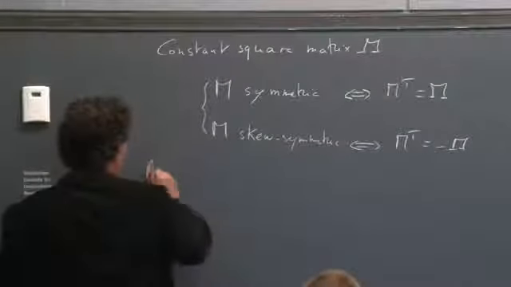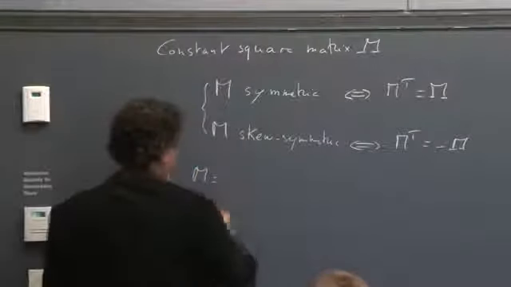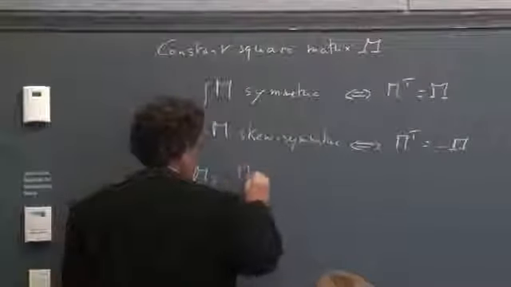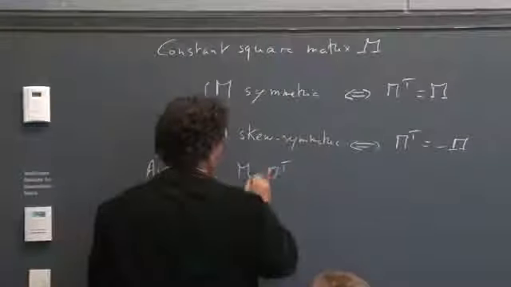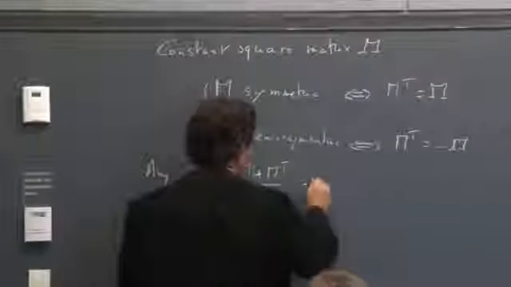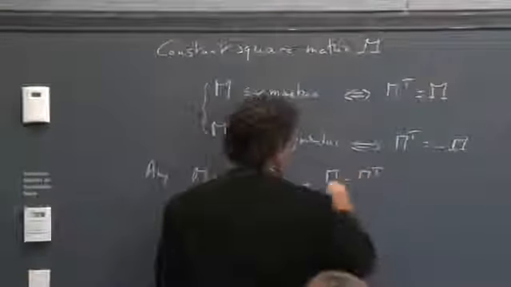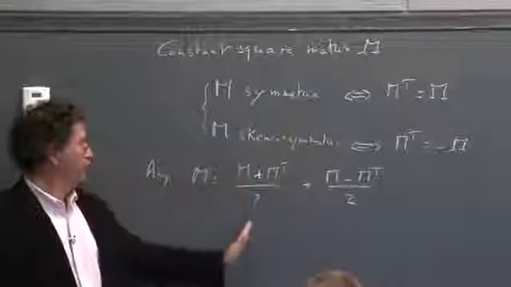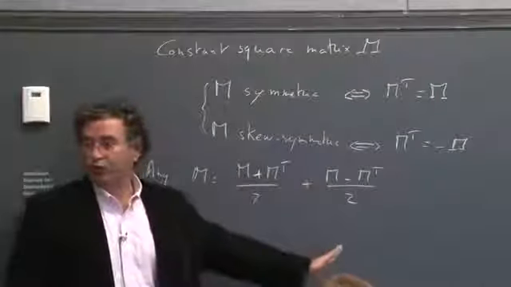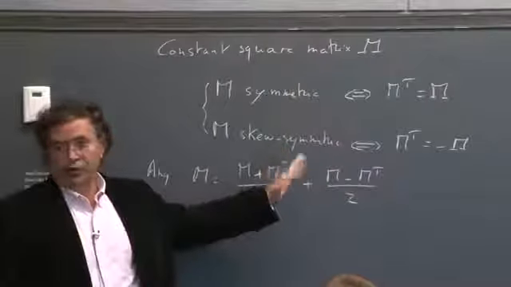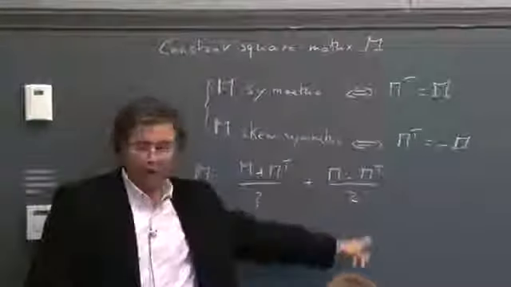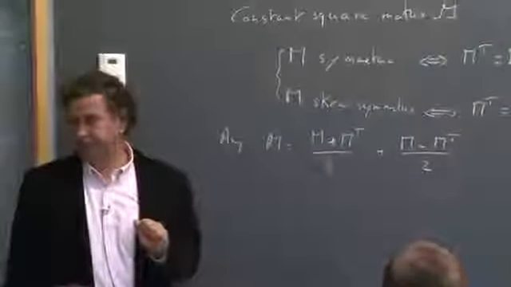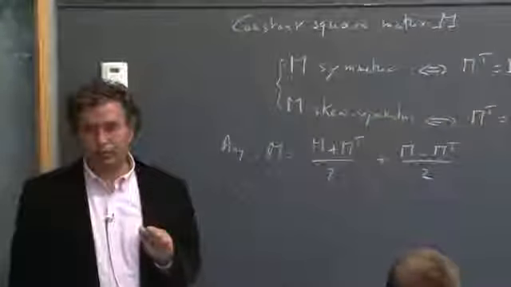Okay, so any square matrix M can be written, and that's trivial algebra, as (M plus M transpose) over 2 plus (M minus M transpose) over 2. That's obvious, because you get M over 2 plus M over 2, which gives you M, plus M transpose over 2 minus M transpose over 2, which gives you 0. So that's obvious.